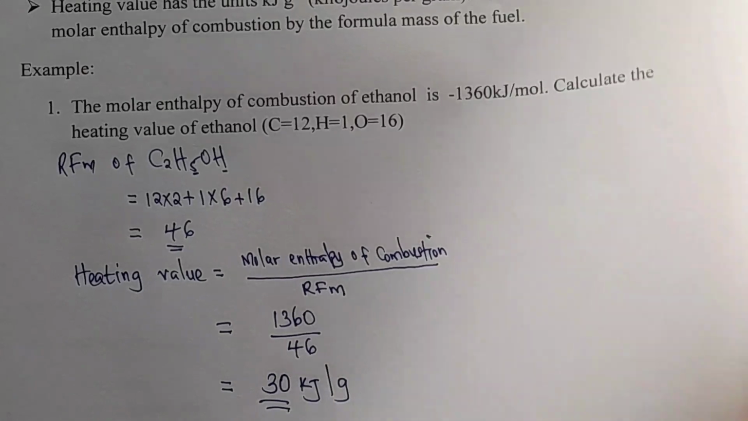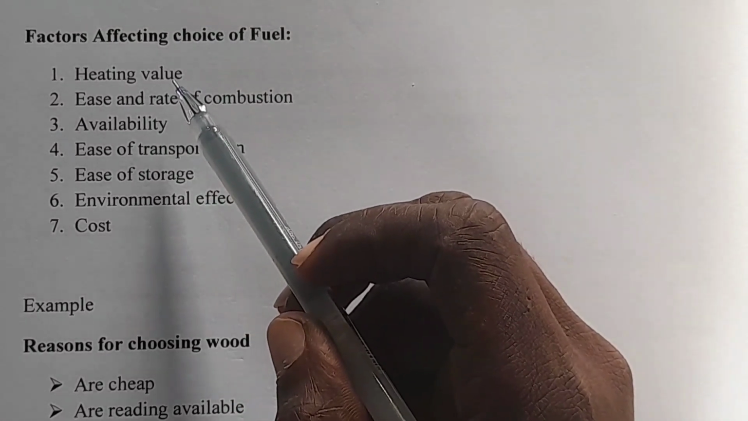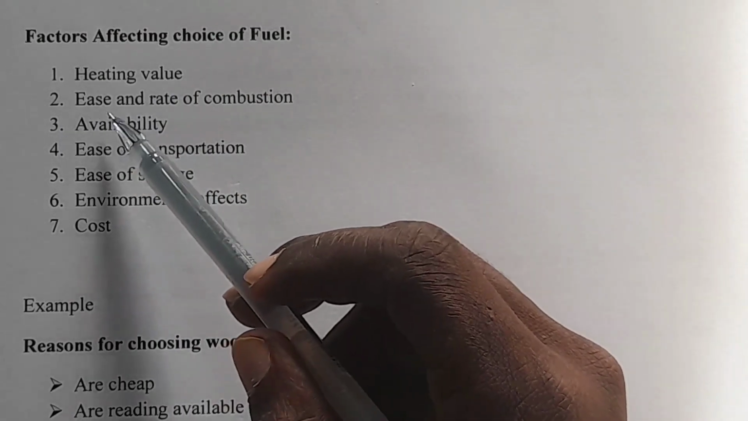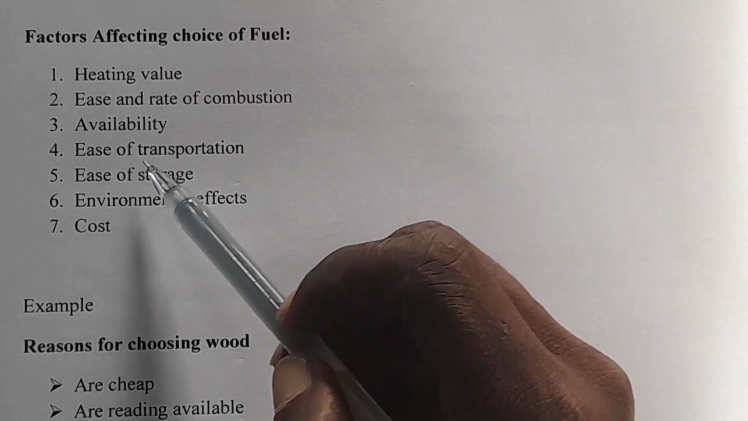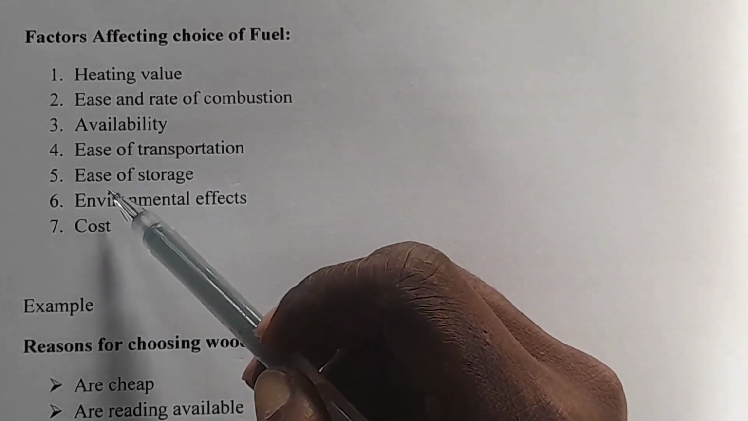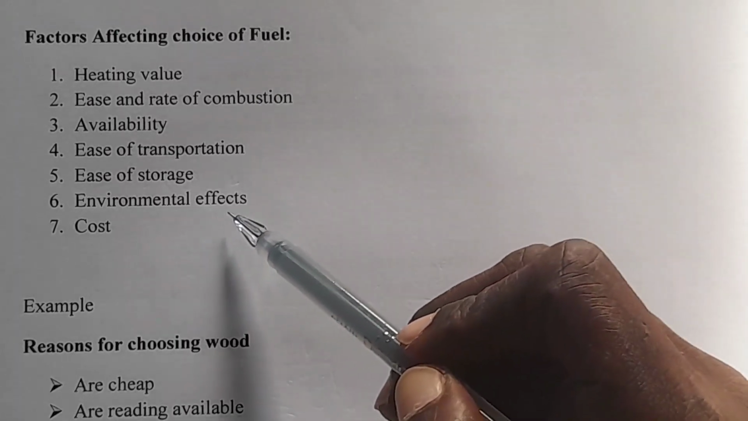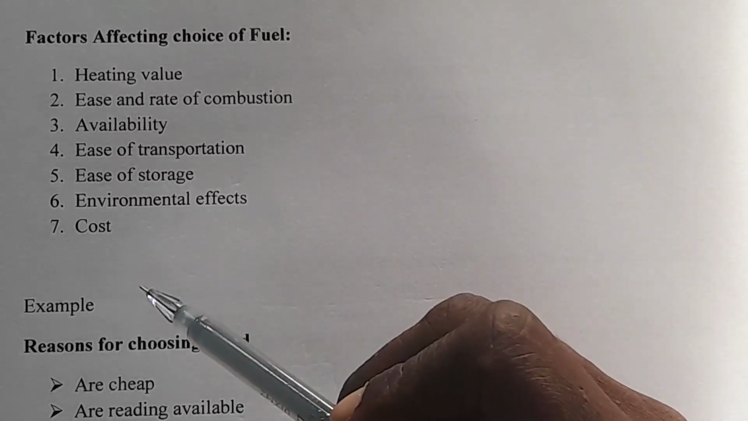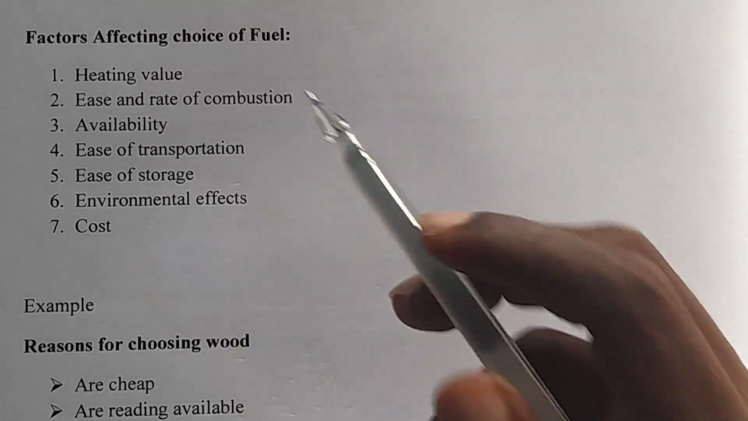Okay. Thereafter, we will go to factors affecting use of fuel. The first factor is heating value. You have to consider the heating value of the fuel. Next, number 2, we have ease and rate of combustion. Number 3, availability. Number 4, ease of transportation. Number 5, ease of storage. Number 6, you have to consider its environmental effects. Number 7, we have cost.